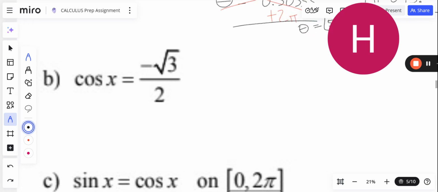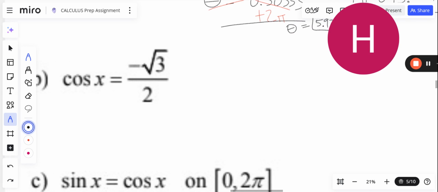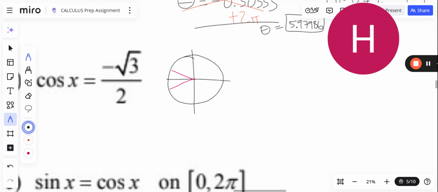Cosine x equals negative root 3 over 2. You should be able to do this in literally about 10 seconds. There are two angles of interest. I'll take my time to draw this so that you can see what I'm talking about. Cosine is the x value on the unit circle. So we're looking at these two angles. That's simply going to be 5 pi over 6.